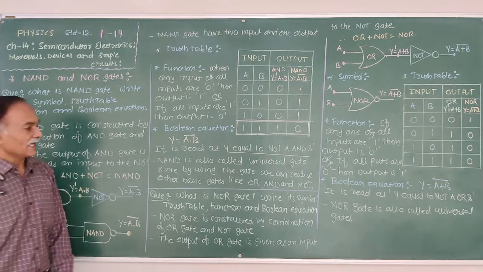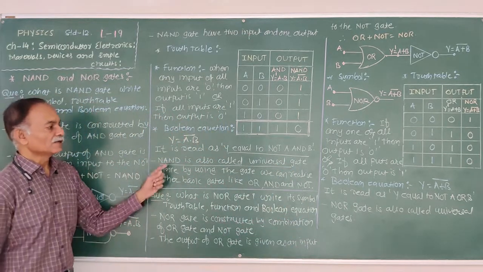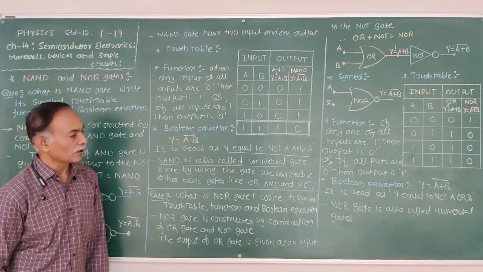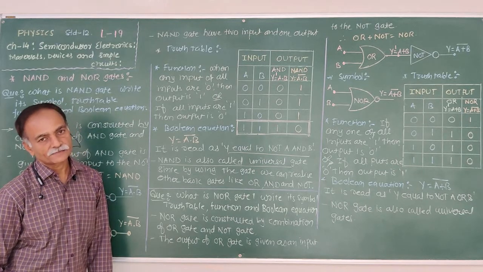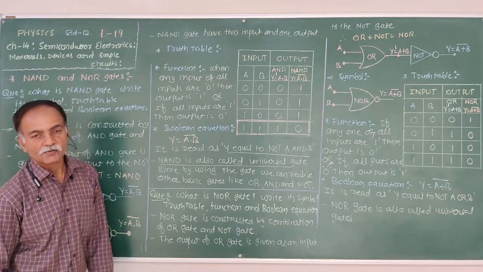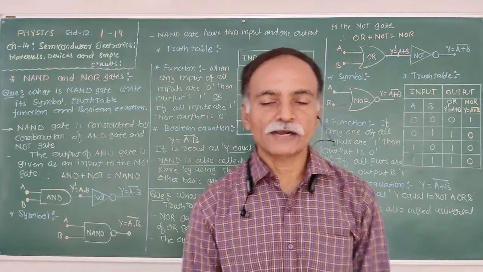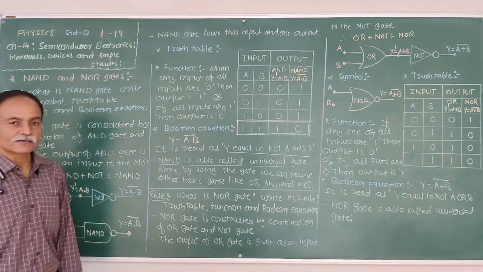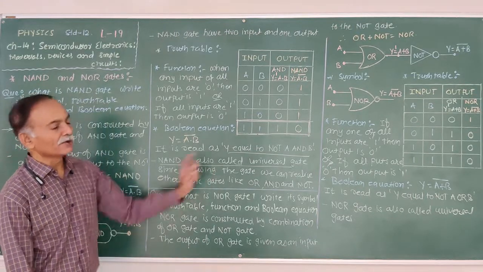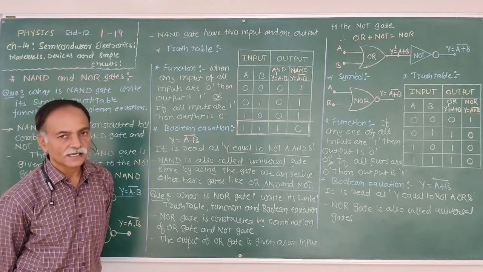Now, NAND gate is also called a universal gate, because by using this gate, we can realize the other basic gates like OR and NOT gate. Therefore, NAND and NOR gates are known as the universal gates, while AND, OR, and NOT are known as the basic gates. Sometimes an objective question may be asked, generally in GATE: which of the following are the universal gates? NAND and NOR are the universal gates.